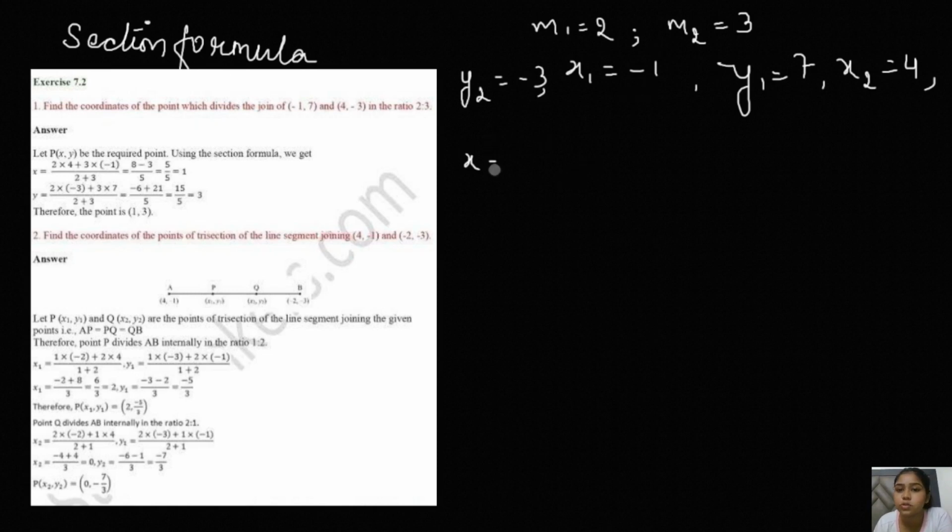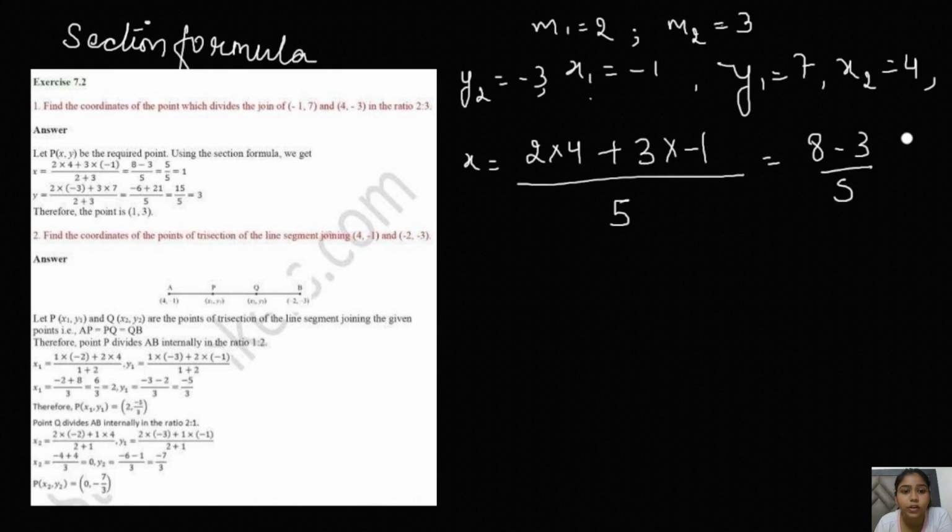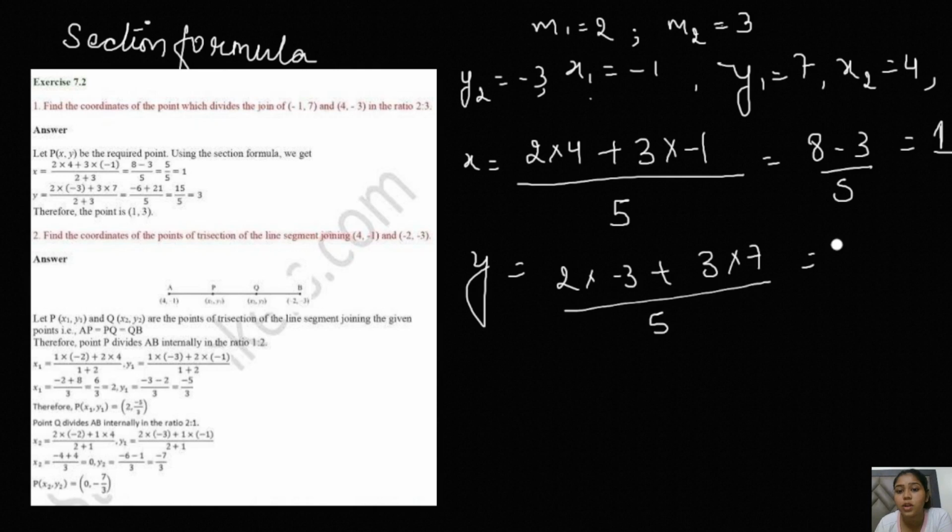So x will be equal to m1 x2, so 2 into 4, right, plus m2 x1, that is 3 into minus 1, divided by m1 plus m2. So it will be 8 minus 3 by 5, which equals 1. Now y will be equal to m1 y2, so 2 into minus 3, plus m2 y1, divided by m1 plus m2. So minus 6 plus 21 will be 15 by 5, equals 3. So how will you write the coordinates? Abscissa first and ordinate later. So these are the coordinates of the point.